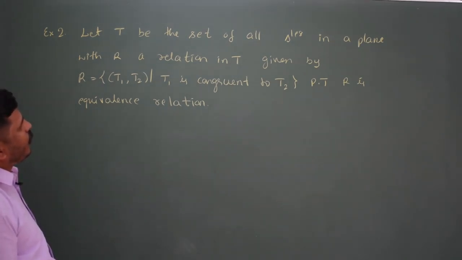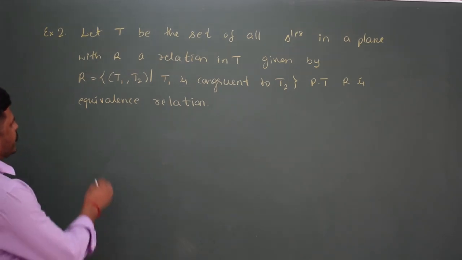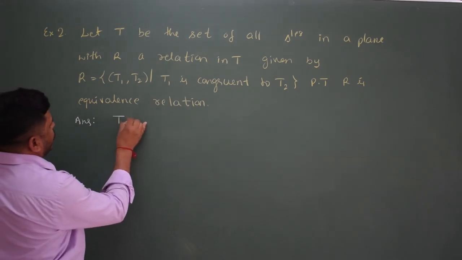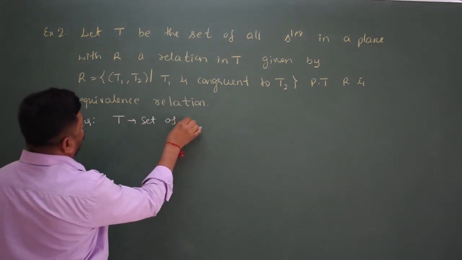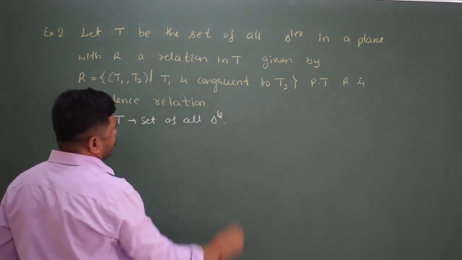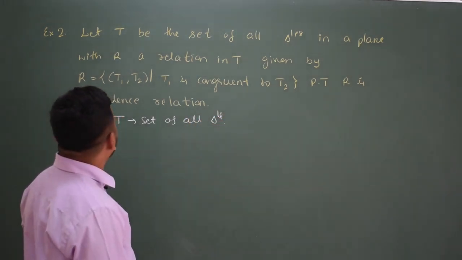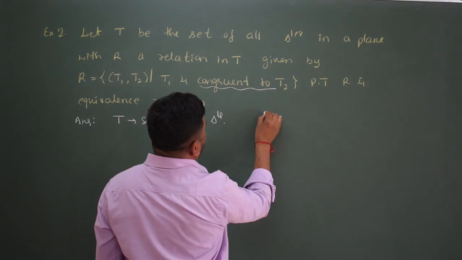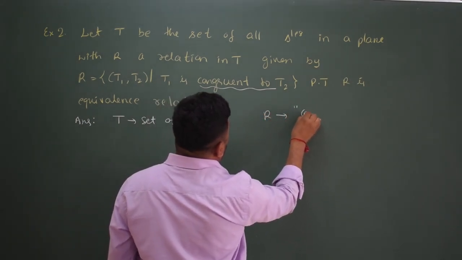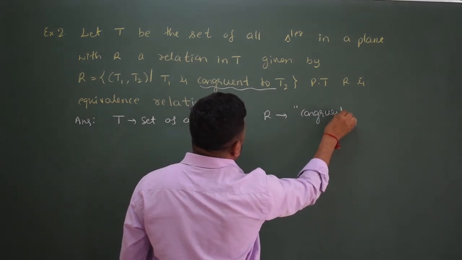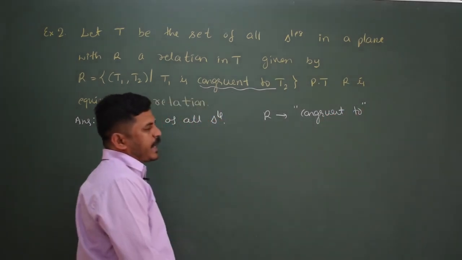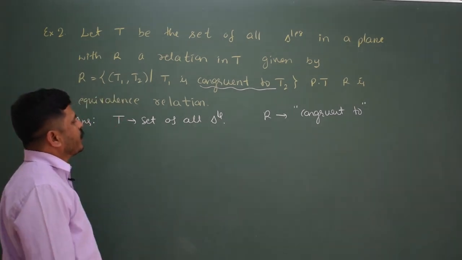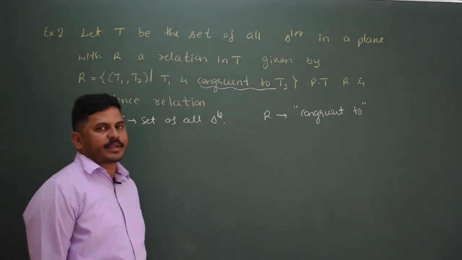Let T be a set of all triangles. So what should we take as T? T be a set of all triangles, and R is the relation congruent to. What does R stand for? Congruent to. The relation R stands for is congruent to. Prove that R is an equivalence relation.